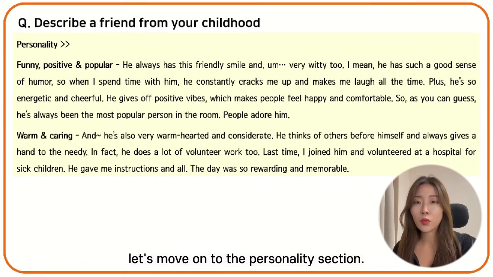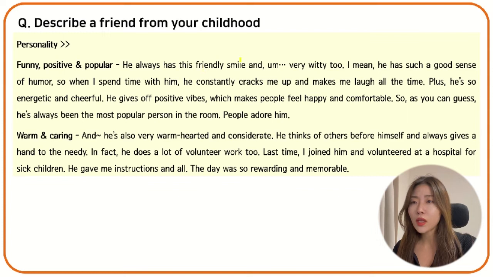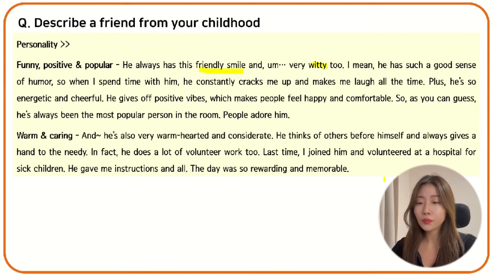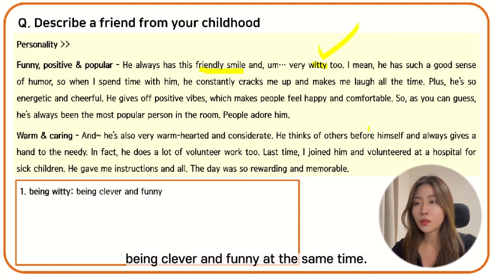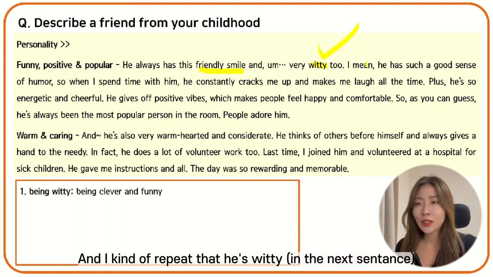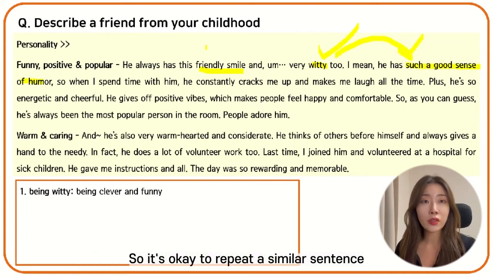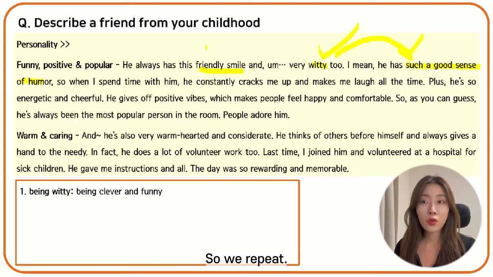And then let's move on to the personality section. Alright, he always has this friendly smile and is very witty too. Well, I mean, he has such a good sense of humor. Okay, here witty means being clever and funny at the same time. And I kind of repeat that he's witty. So it's okay to repeat a similar sentence because it's spoken language, right? So we repeat. It's totally fine.